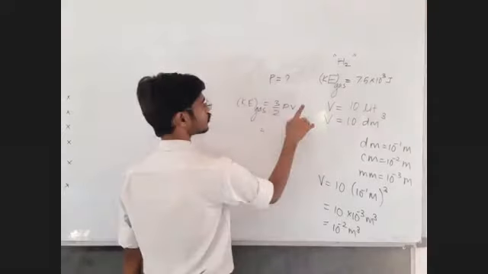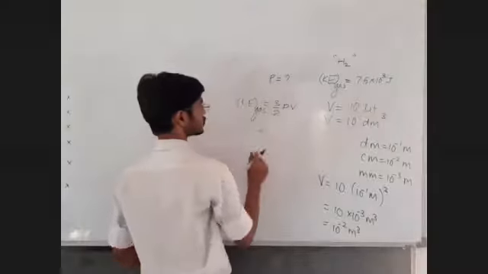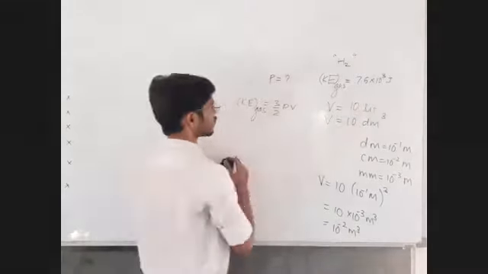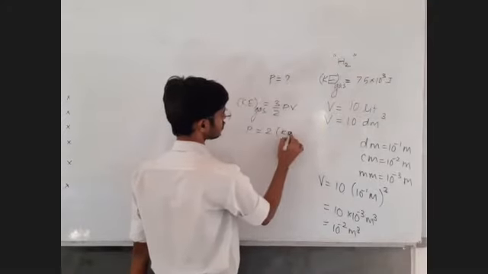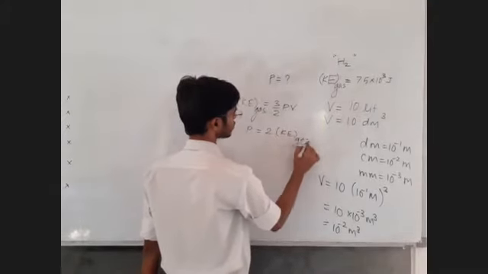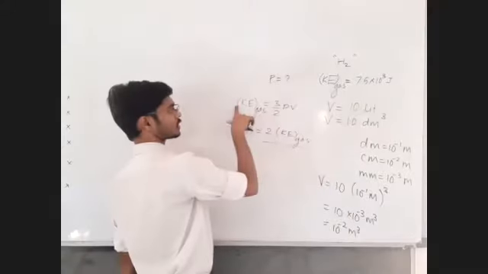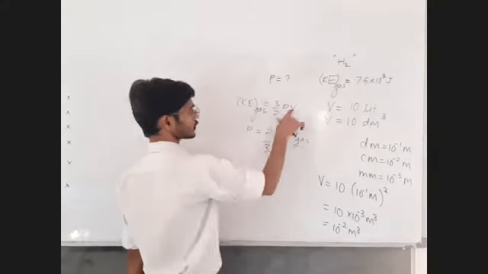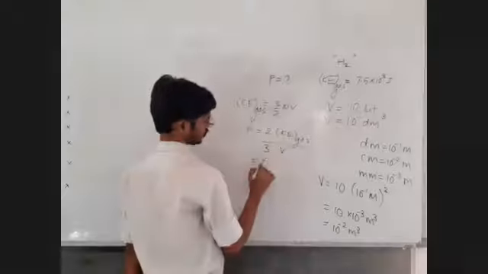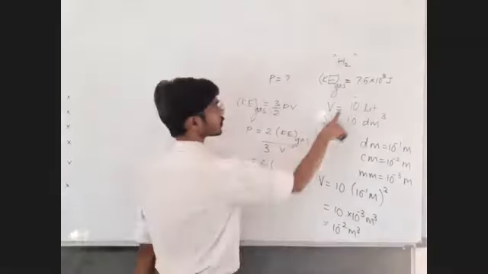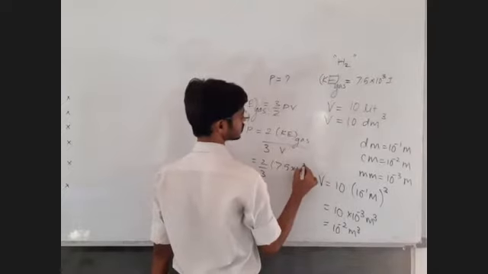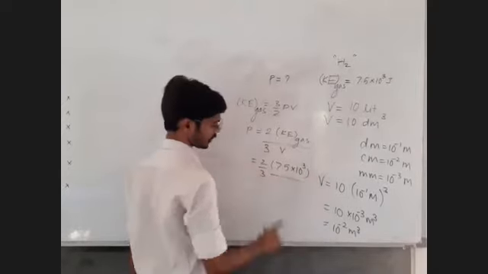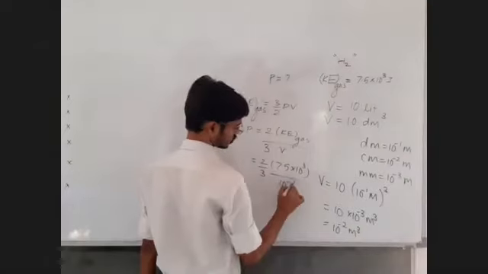We want to find out P. So without doing any substitution, first of all, arrange the formula for P. P is equal to 2 times the kinetic energy of the gas, divided by 3, divided by V. So it is 2/3 times the kinetic energy, which is 7.5 into 10 raised to 3, divided by the volume, which is 10 raised to minus 2.